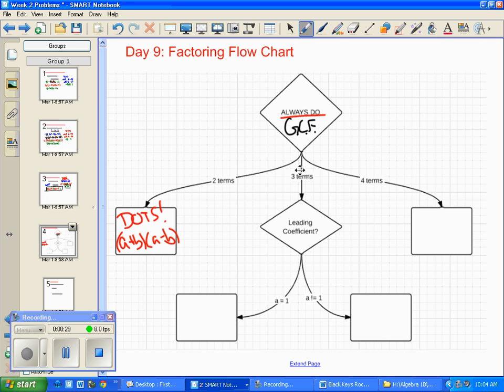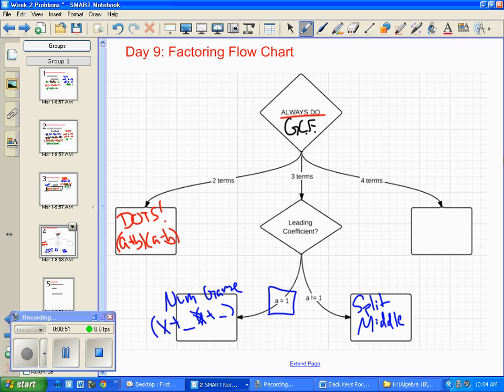If it has 3 terms, you should also say, well, if I know that the leading coefficient is 1, I can just play the numbers game. That's when it's x plus, and you just got to figure out what multiplies to the last term and adds up to the middle term. If it's not a 1 in the front, you're going to have to do split the middle, which is similar to the numbers game where you turn it into grouping. You figure out what multiplies to the first times the last and adds up to the middle.